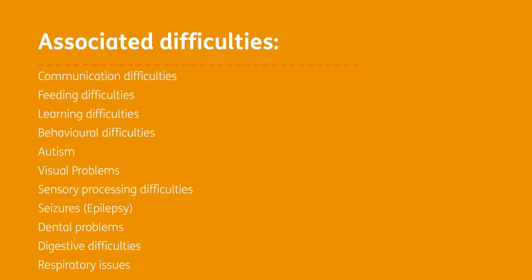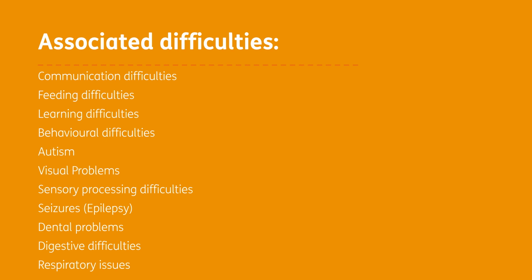Although CP is primarily a movement disorder, you can have single or multiple associated difficulties. So some children will have none of these, some will have all. So these include feeding difficulties, whether that's due to the actual motor control of the mouth, the chewing and swallowing mechanism, or due to poor posture, making it difficult to swallow. They often have learning difficulties because the brain has been damaged as part of the cerebral palsy mechanism. They often have behavioral difficulties and autism. So in the general population, autism occurs at approximately 1%. Within the cerebral palsy population, it occurs approximately 7%.